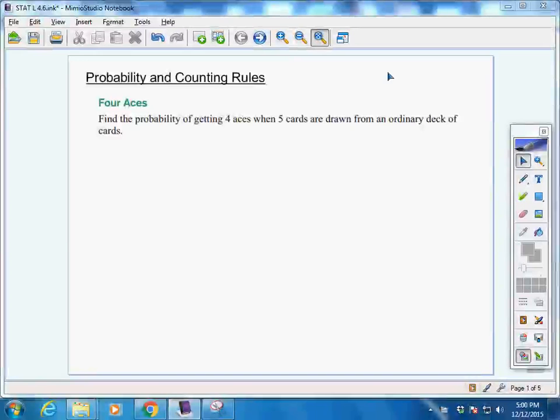We can use the fundamental counting rule, permutations, and combinations to help us figure out different probabilities. So let's just take a look at a bunch of different examples. Find the probability of getting 4 aces when 5 cards are drawn from an ordinary deck of cards.